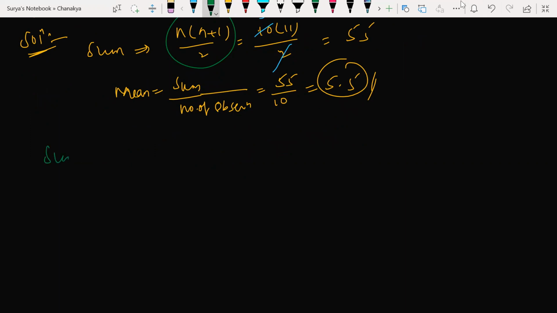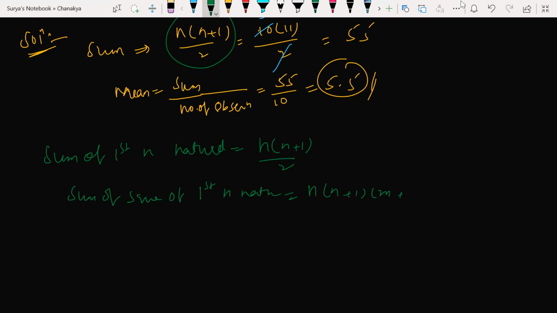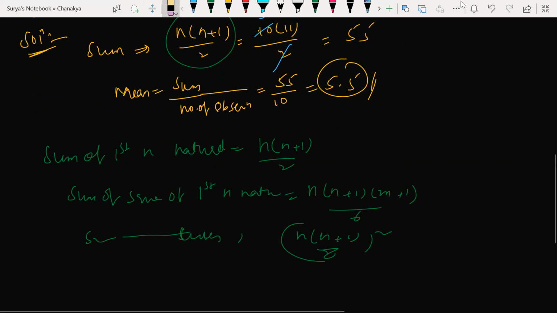Look, we have a formula. The sum of the first n natural numbers is n into n plus 1 by 2. The sum of squares of the first n natural numbers is n into n plus 1 into 2n plus 1 by 6. The sum of cubes of the first n natural numbers is n into n plus 1 by 2, whole square. These are the formulas we have learned. Don't you remember?